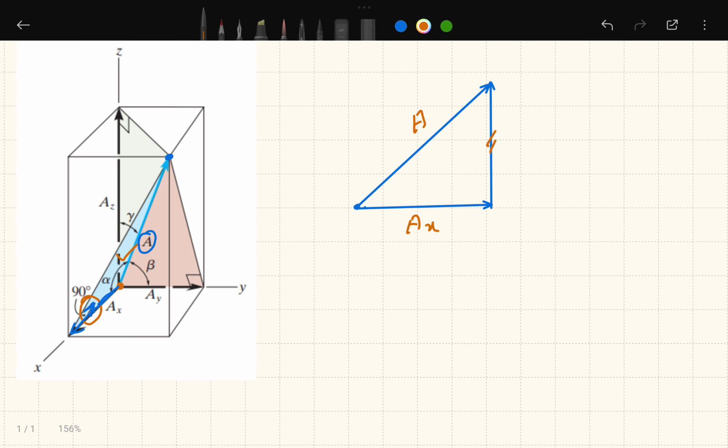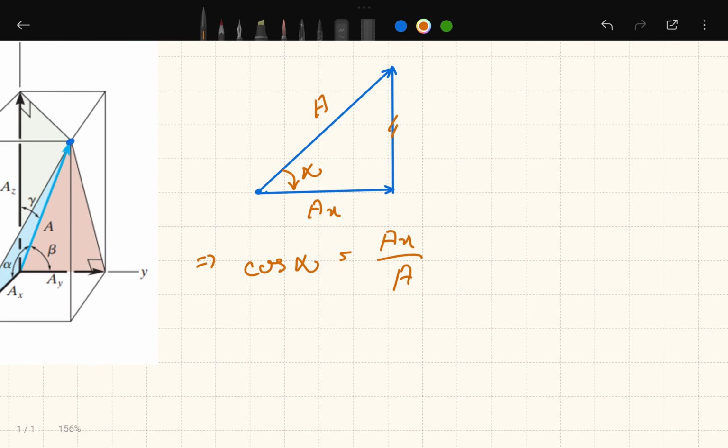If you want to find the cos theta, because this angle is given, which is alpha, this is the angle between the vector A and the Ax. Just look at it again, the alpha is given here. So you can use this triangle to find the cos of alpha, which is base by hypotenuse. The base is Ax divided by the hypotenuse A, so you get the cos of alpha.